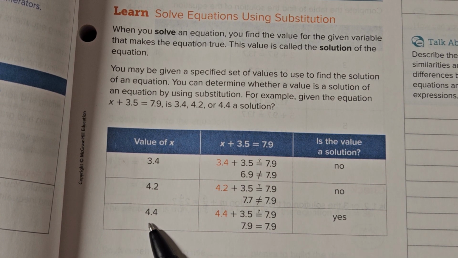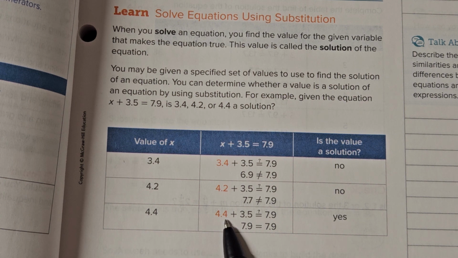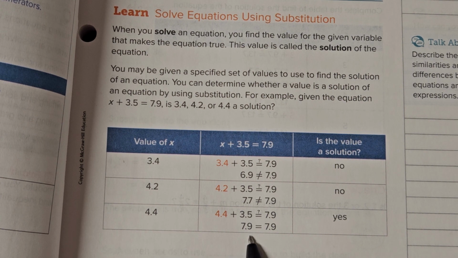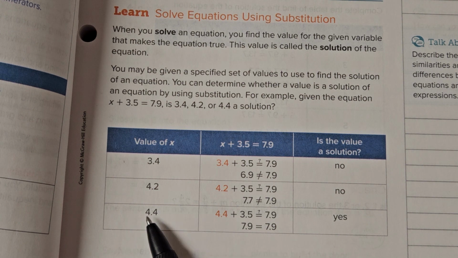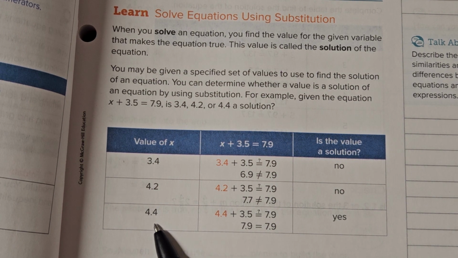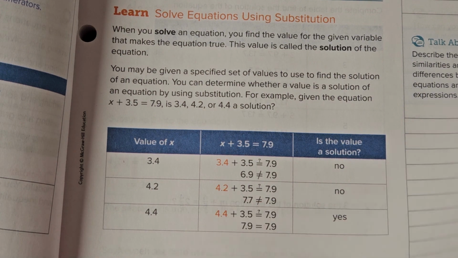Then they said try 4.4, so we'll substitute it in for the x, do the work. 7.9 does equal 7.9. That means 4.4 is a solution to the equation. It's a lot of new words.